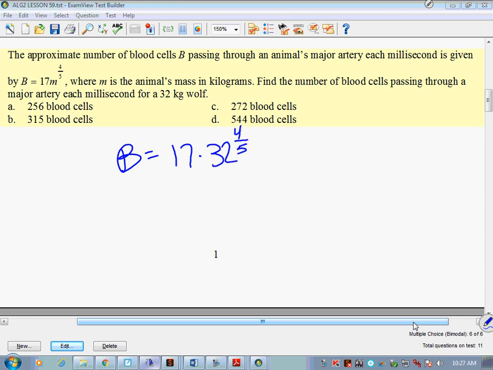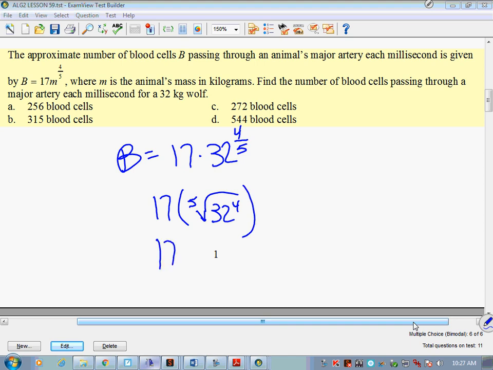Okay? So let's see. Let's take that. This would be 17 times what? Can I change 32 to the 4/5 into a simplified root? What is the root? The 5th root of 32, 32 to the what? 32 to the 4th. Okay? All right.